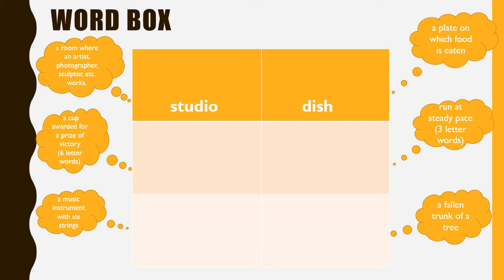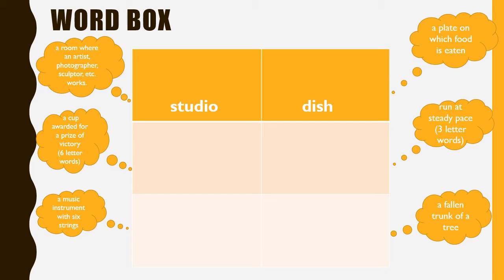Now if you go to the side and check on the right side corner, the top corner, you can see a plate on which food is eaten. What is a plate on which food is eaten? It's called a dish. So just like that, I want you to read the hints given on the sides and come up with your answers. Let's start with the second box, which is on the left side. A cup awarded for a prize of victory.